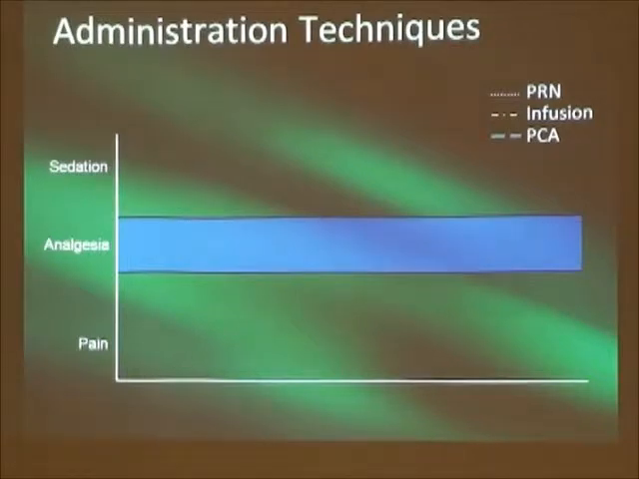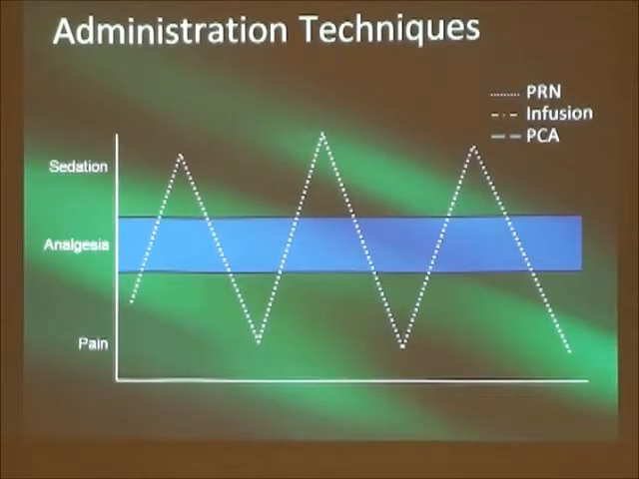So these are just some examples. As you can see, at the top is level of sedation. Down to the bottom is pain, and then that nice blue area is the perfect world of analgesia. Now, what do you get with PRN? Well, you give a dose because they're in pain. They may fall asleep a little bit. They wake back up and say, "Hey, get back in here, I need pain." They fall back asleep. And that's the patients who can respond.